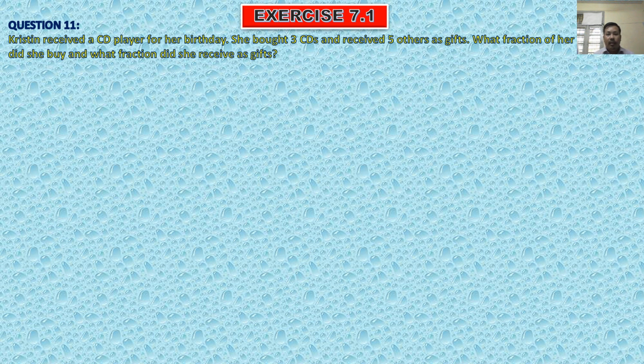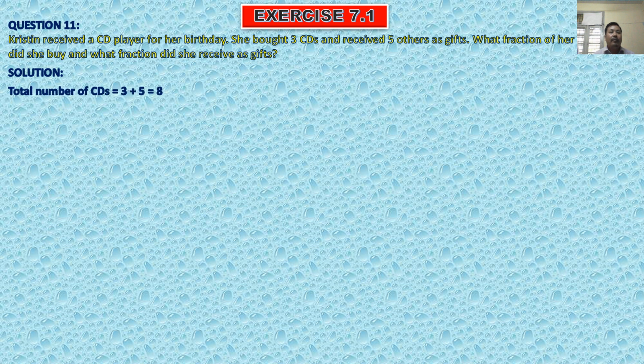Now, there's a girl called Christine, and Christine got a CD player on her birthday. So she bought 3 from the market, and she got 5 again as a gift on her birthday. So here the question is asking you, what is the fraction of the CDs she bought, and what is the fraction of the CDs she received as gifts? So let us see the answer. The solution is like this.